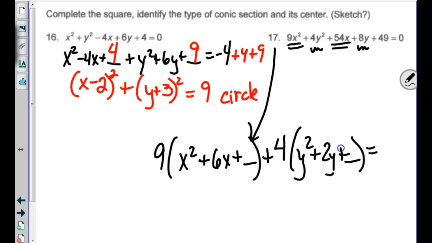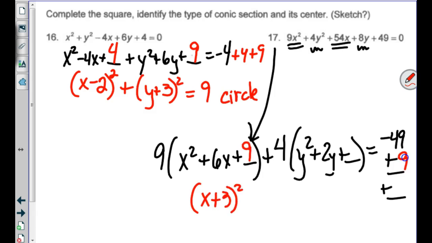Plus blank equals, and then I'm going to move the 49 over, so don't forget to make it negative, and I need a couple blanks. Okay, what's everybody going to do? They're going to write x plus 3 squared, 9, 9. Is that right? No. Why not? Yes, this 9 out here stays with us, and 9 times 9 means we're adding 81 to this side.